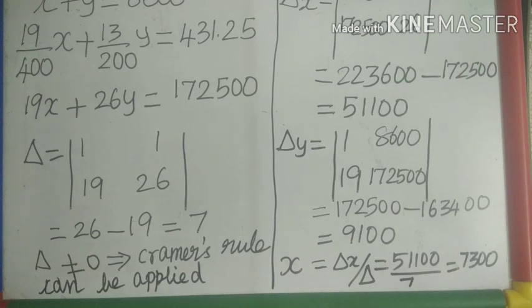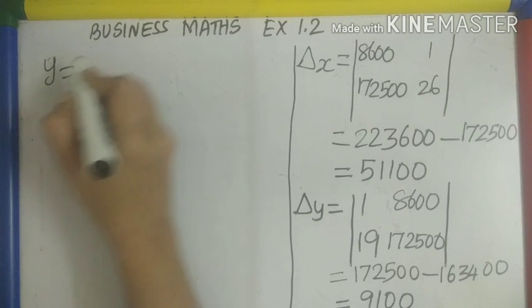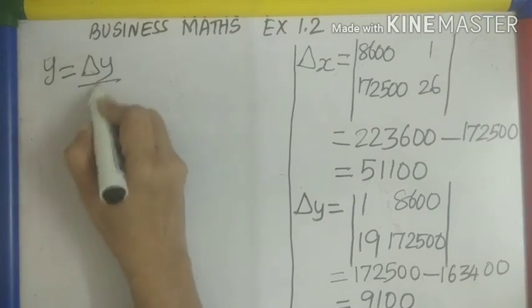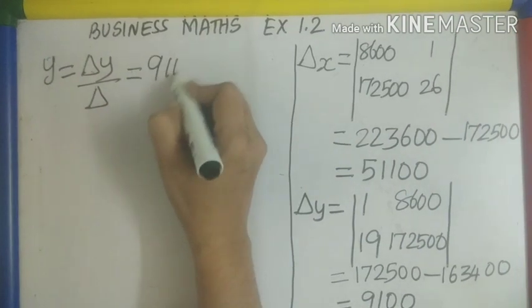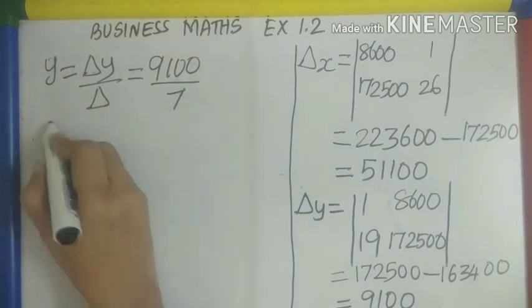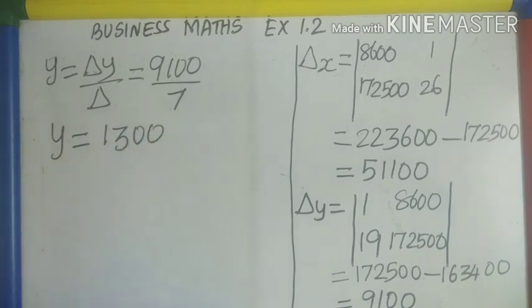Y is equal to del y by del, and that is 9100 divided by 7. So y is equal to 1300. What are x and y actually?